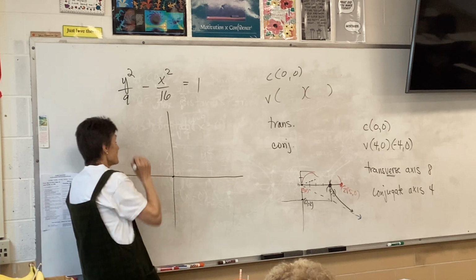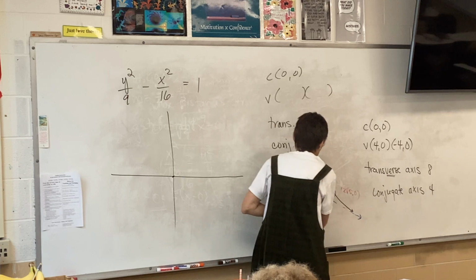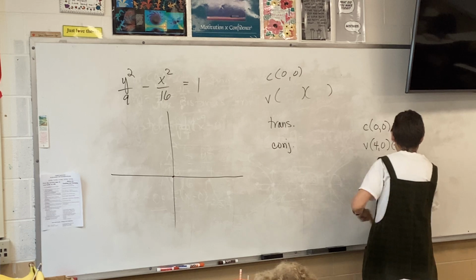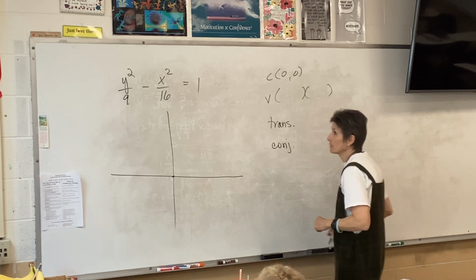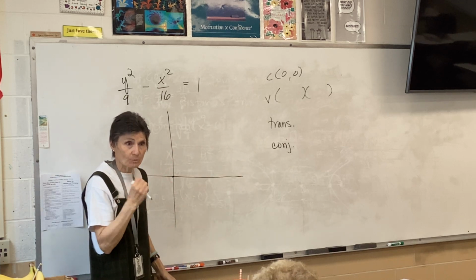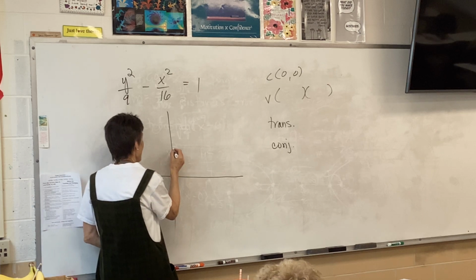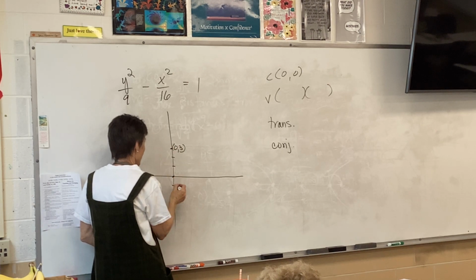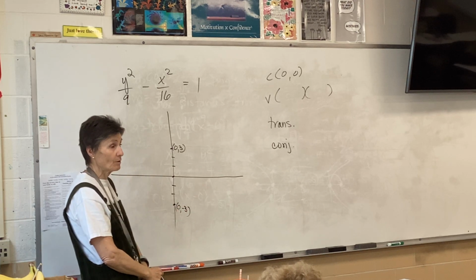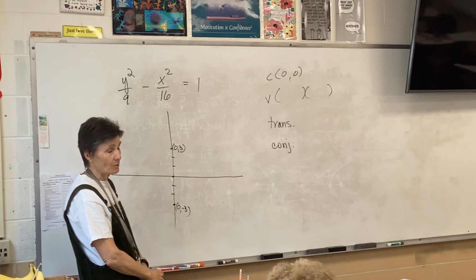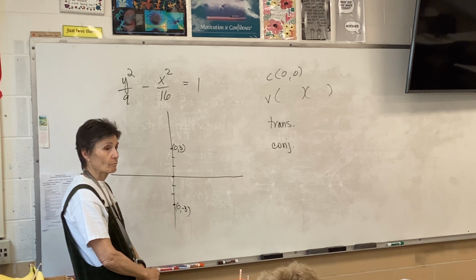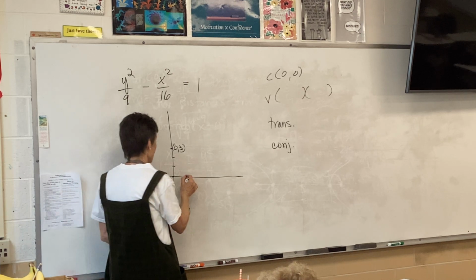Okay, what does the 9 tell me? Be careful. What does the 9 tell me? Go up and down 3. So why am I going up and down? Because it's under the y. You have to pay attention to what letter it's under. Whatever letter it's under, that's the direction you go. What does the 16 tell me? Left and right, 4.